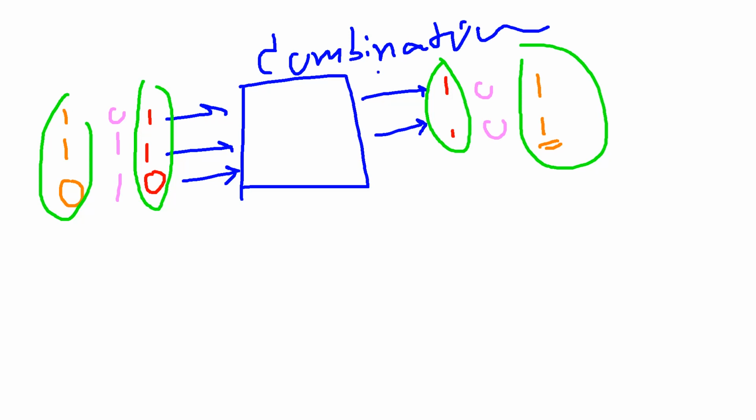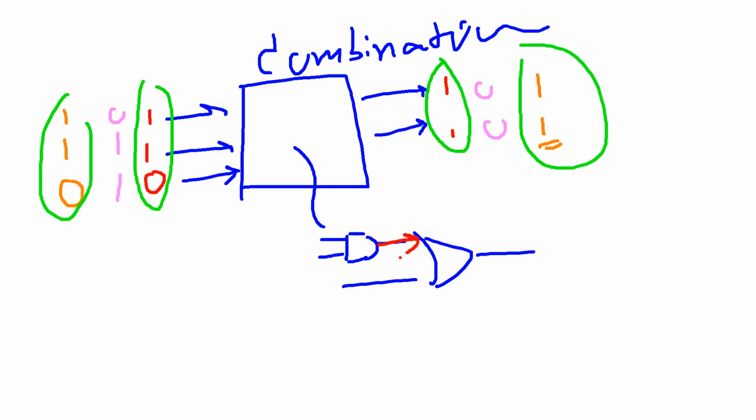To implement this combinational circuit, normally we just use logic gates, maybe an AND gate or an OR gate, anything. You can connect them in a feed-forward structure, namely, this output will connect to the next logic gate input, and there is no feedback loop. So there is nothing like this: this output signal cannot feed back to the previous logic gate input.